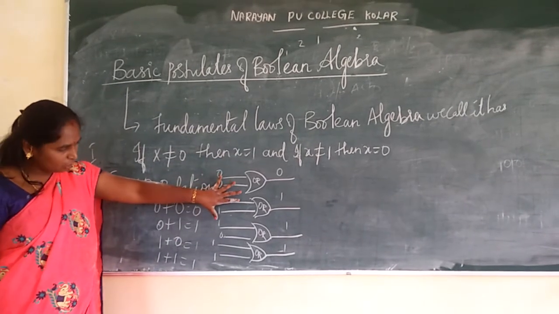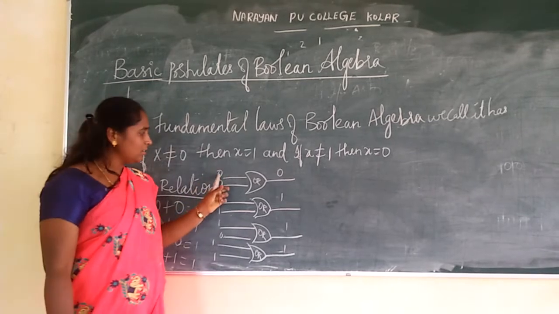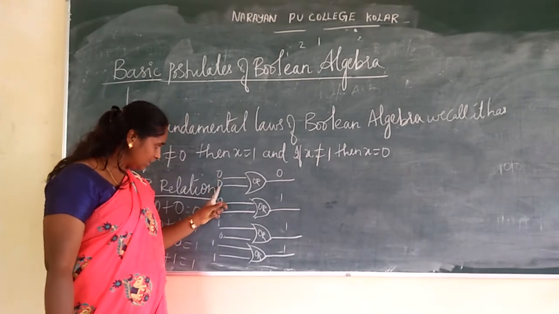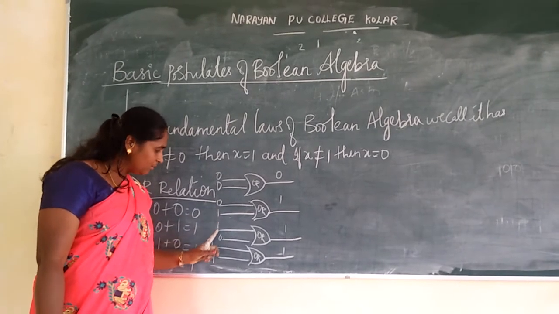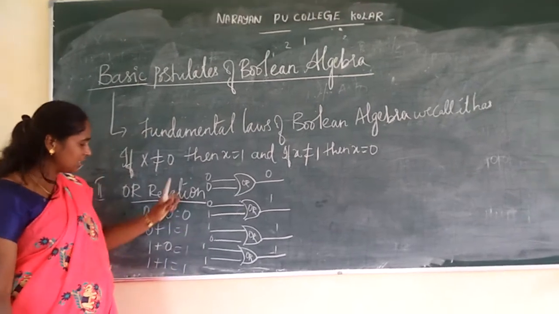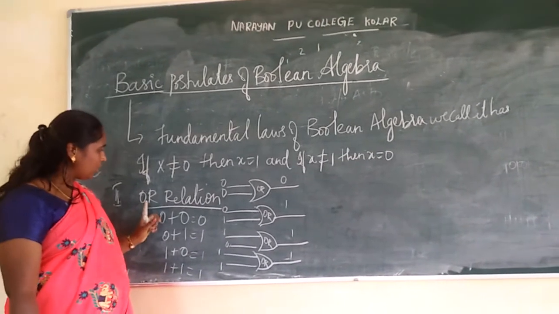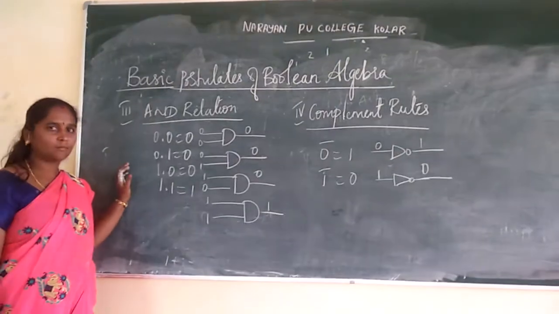The logic gates for 0 plus 0, logic gates of 0 plus 1, logic gates of 1 plus 0, next logic gate of 1 plus 1. So these are the logic gates and the relation of your OR relation. This is your second postulate.